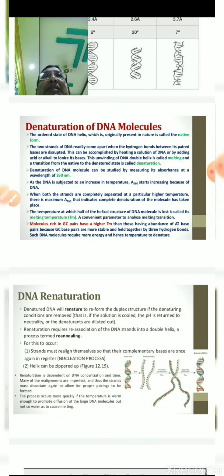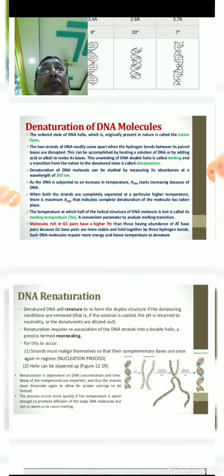The temperature at which half of the helical structure of the DNA molecule is lost is called its melting temperature, a convenient parameter to analyze the melting transition. Molecules rich in GC pairs have higher melting temperatures than those having an abundance of AT pairs, because GC pairs are more stable and are held together by 3 hydrogen bonds. Such DNA molecules require more energy and hence higher temperature to denature.